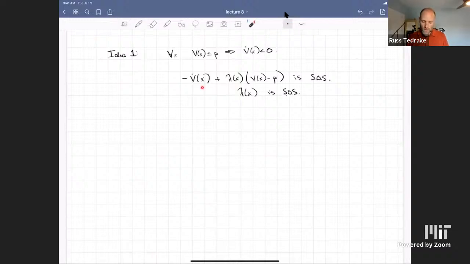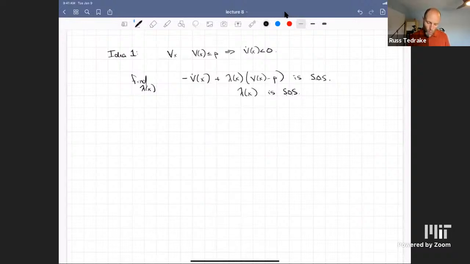Okay, so clearly if this is just negative everywhere, I could set lambda, I'm going to search over lambda here, right? So find me some lambda of x for which this is true. If v of x was just going downhill everywhere, I'd be done. I could just set lambda to 0. That would be no problem.